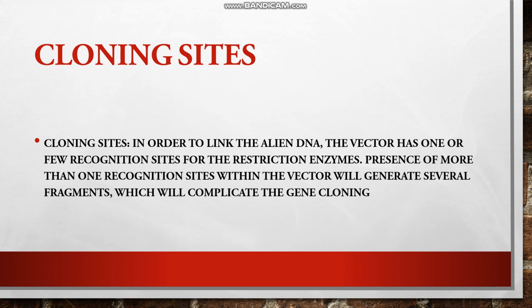The next feature is the cloning site. Cloning sites are the recognition sites where the DNA gets integrated with the vector DNA. A good cloning vector should have only one or very few recognition sites. If there are more recognition sites, it will generate several fragments which will complicate the gene cloning. So the three essential features of a cloning vector are a good ori, selectable markers, and cloning sites.